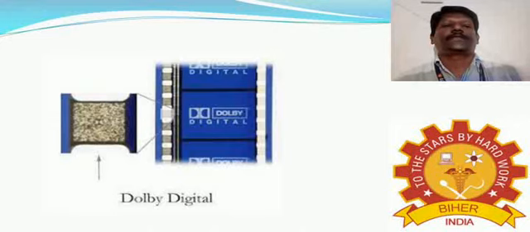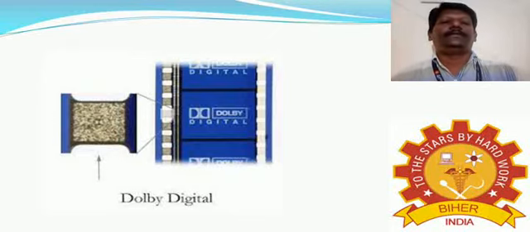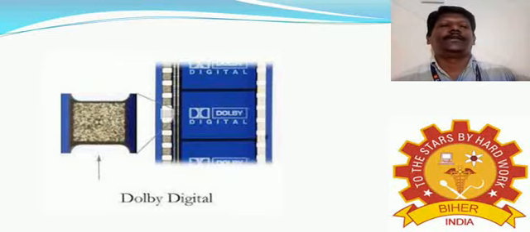So it has 6 tracks. So where can we record 6 tracks sound informations? These 6 tracks sound informations can be recorded between the sprocket holes on 35 mm film. So all the sound information of Dolby Digital can record between the sprocket holes.